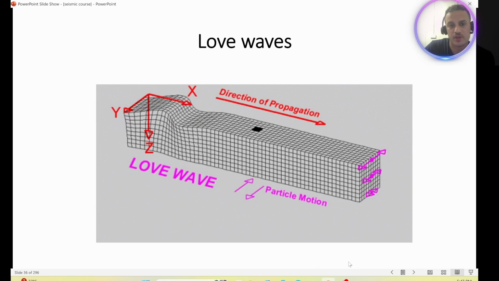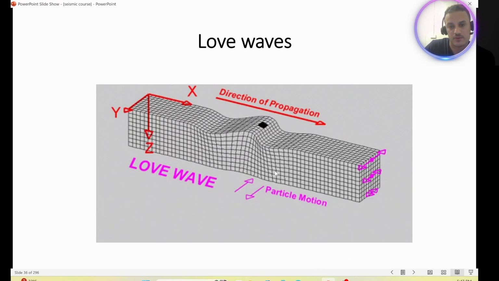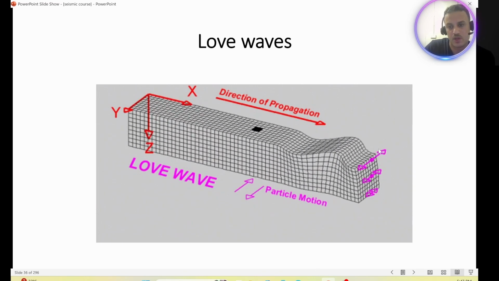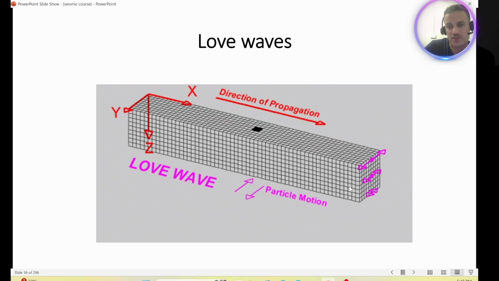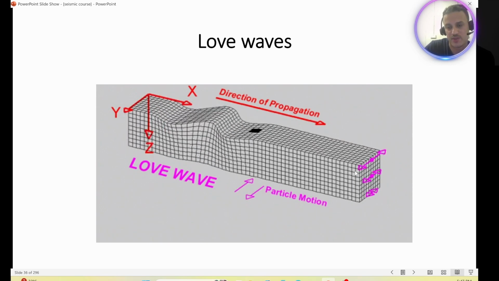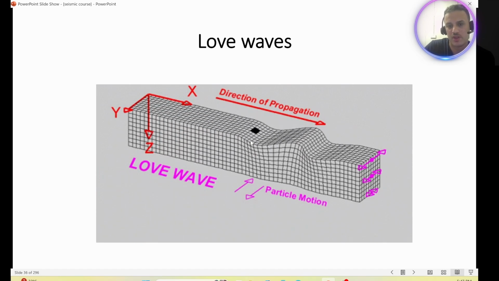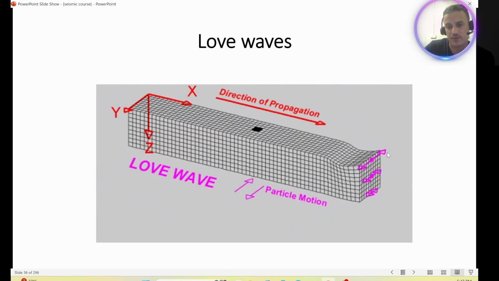And this is how the Love waves move. The direction will be side to side, perpendicular to the direction of propagation. It will be side to side motion. You can think about it like a snake moving on the ground, side to side.